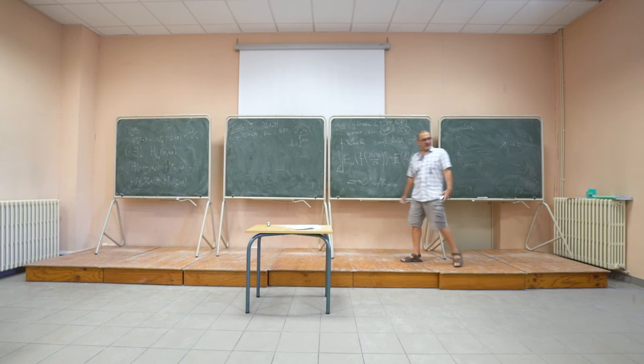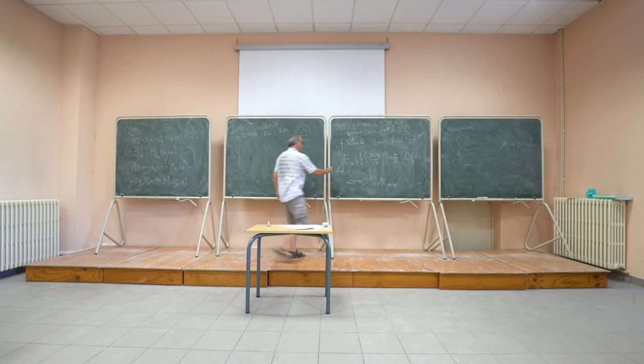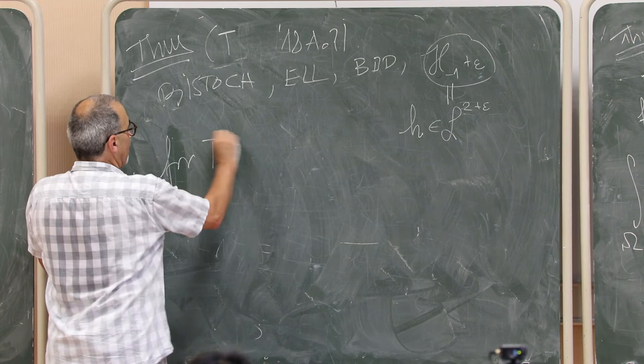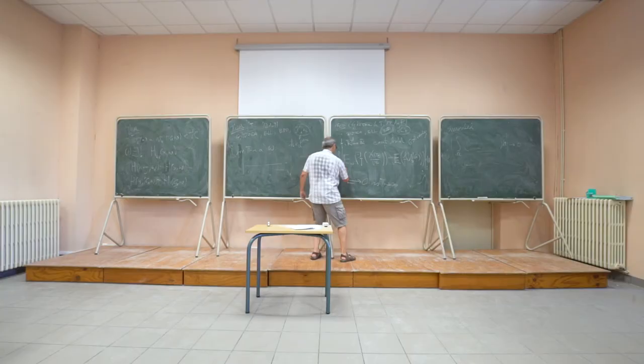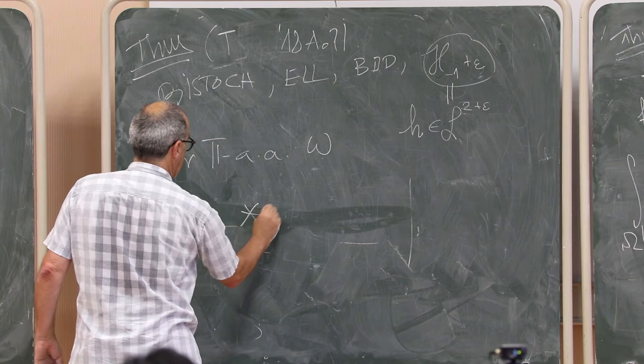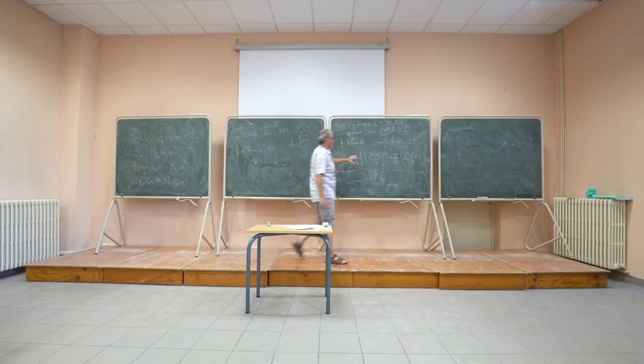Then the quenched holds. That means that this thing, which is inside, for almost all omegas, for pi-almost all omega, this absolute value inside converges to zero. I will prove this one because I don't have time for both, and they are essentially the same.